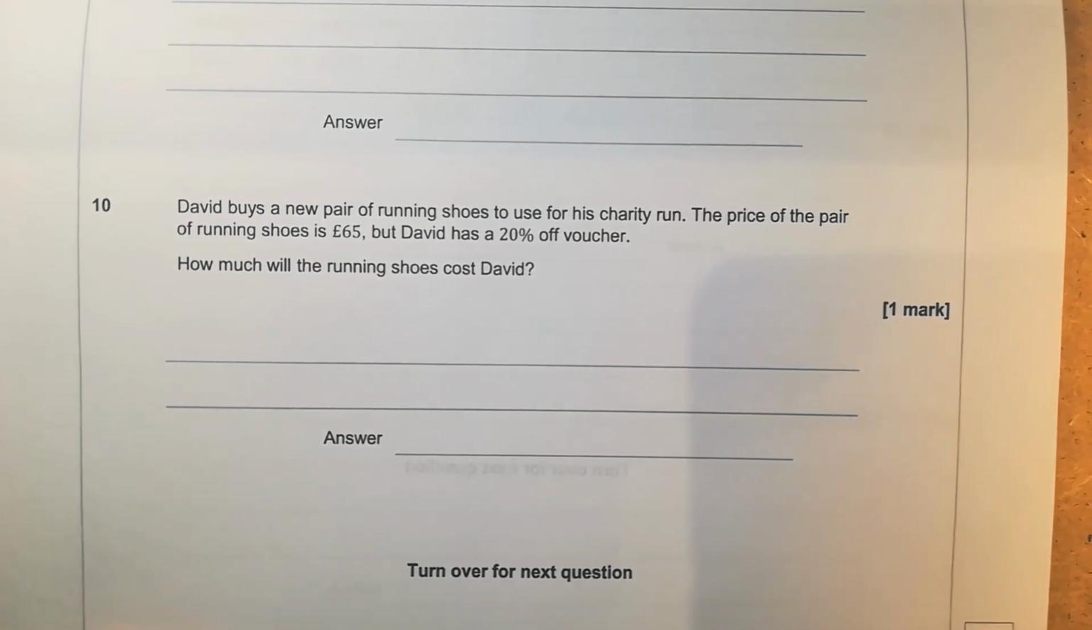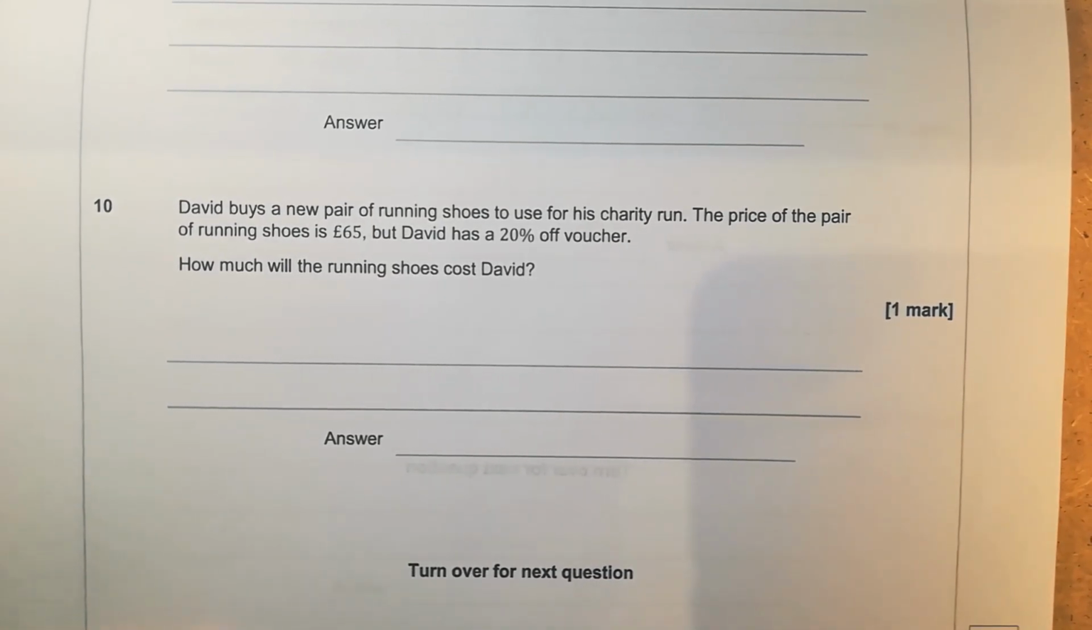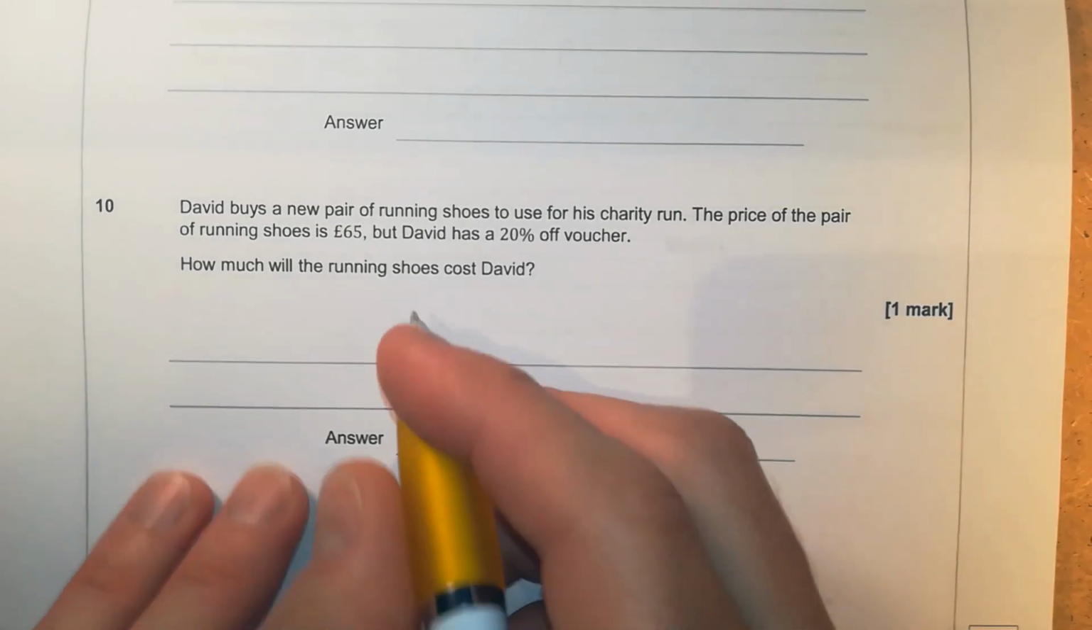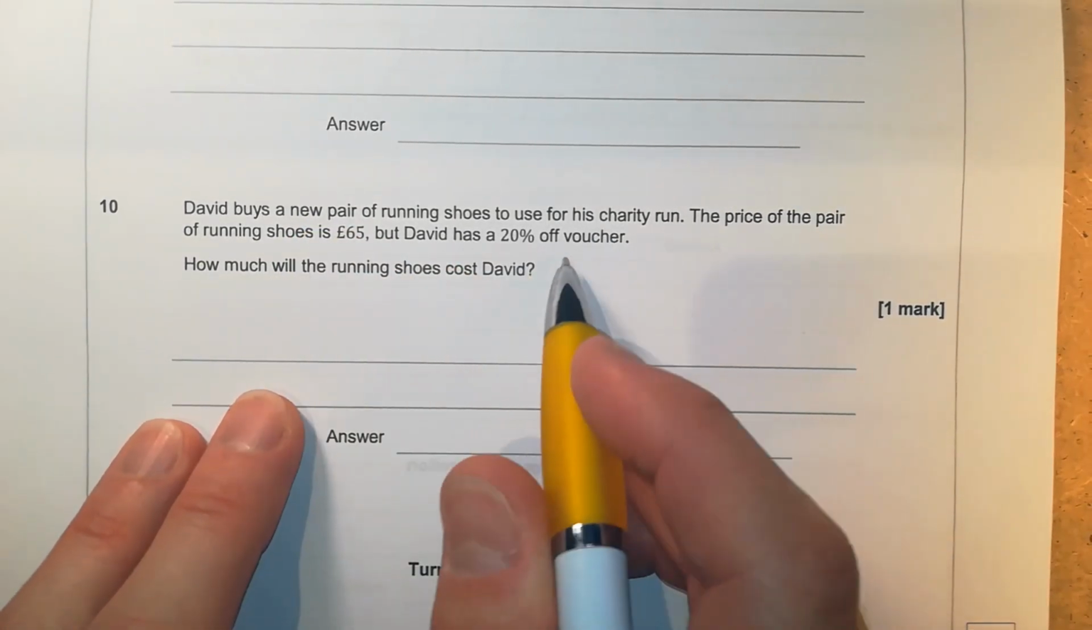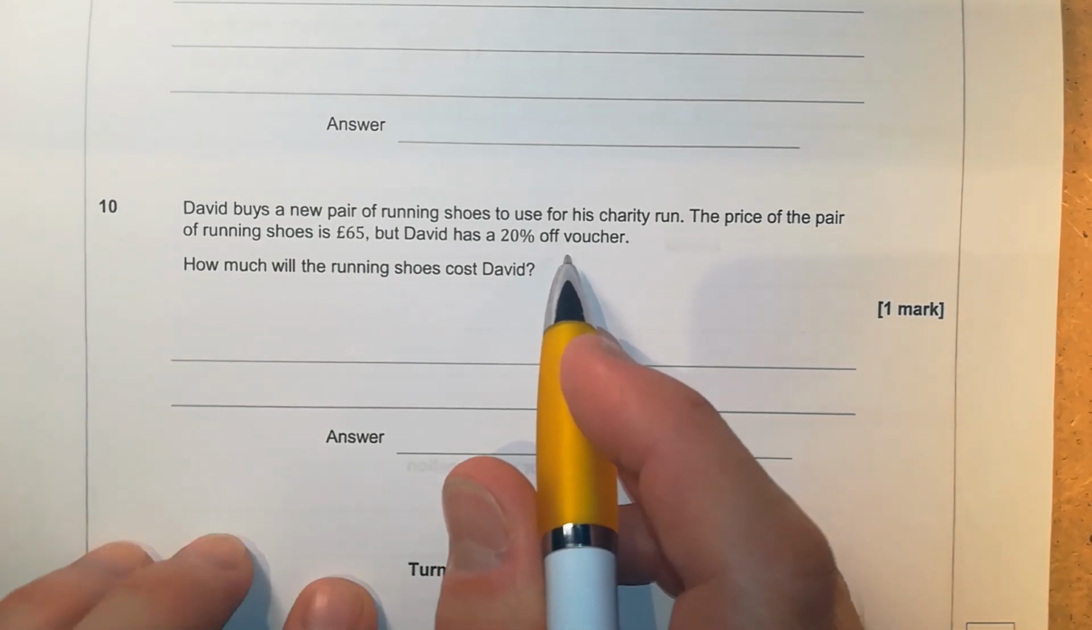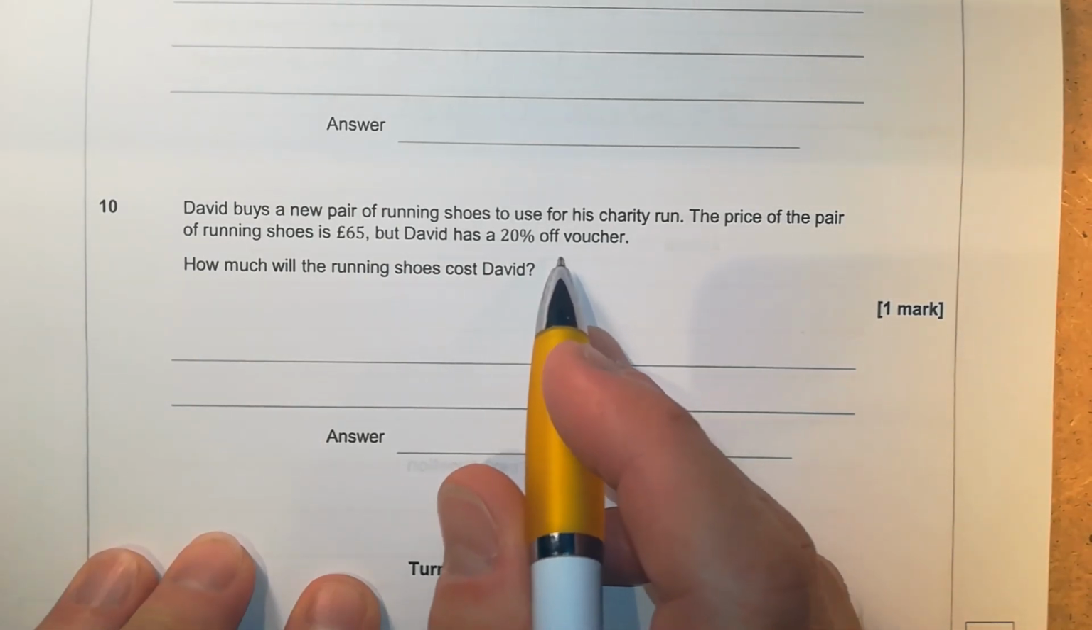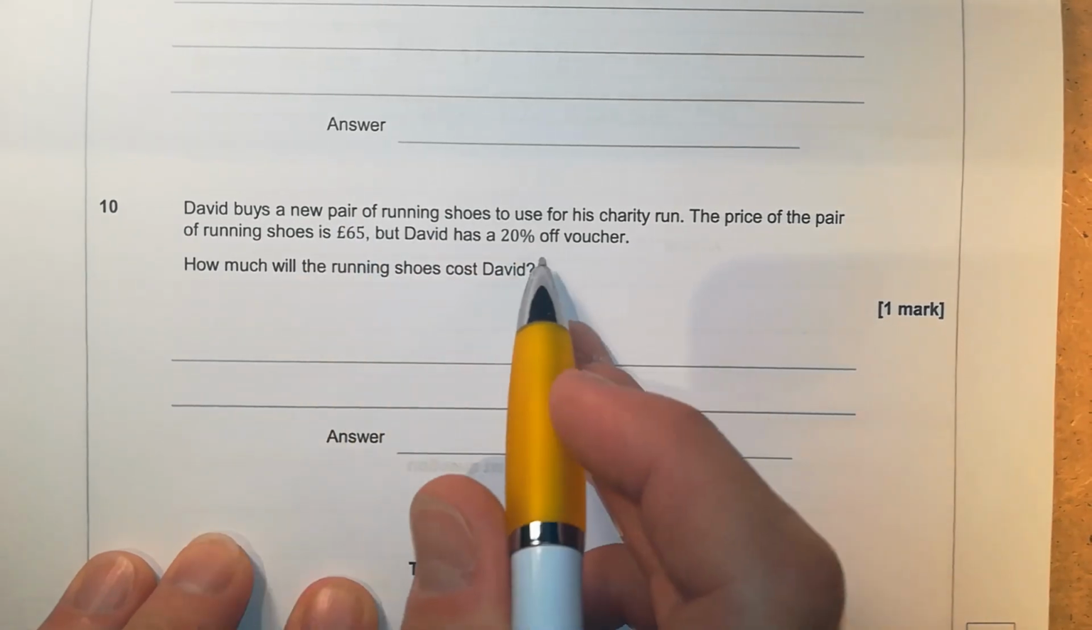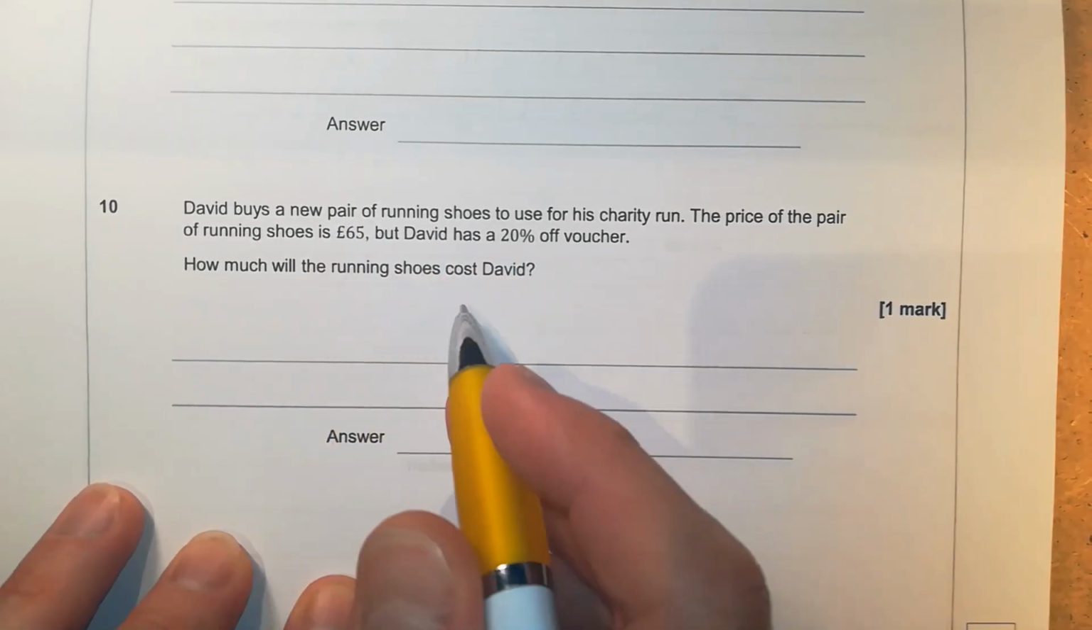Okay, question 10. David buys a new pair of running shoes to use for his charity run. The price of the pair of running shoes is £65, but David has a 20% off voucher. How much will the running shoes cost David? Okay, so two ways of doing this. I'm going to work out the 20% and then take it off.